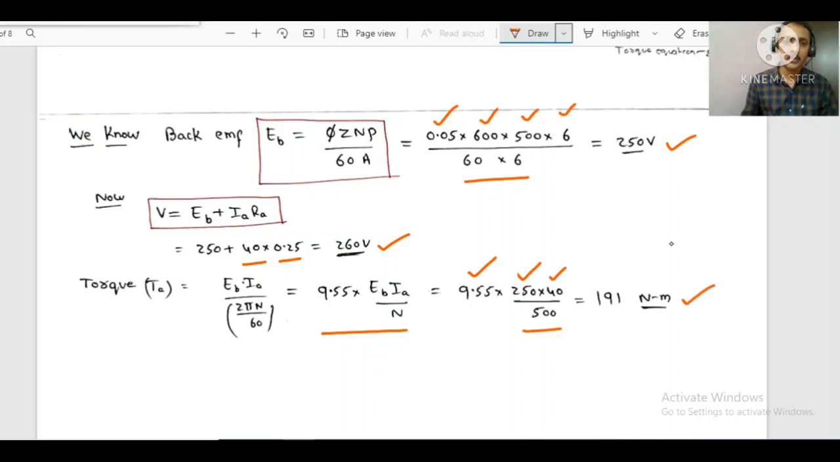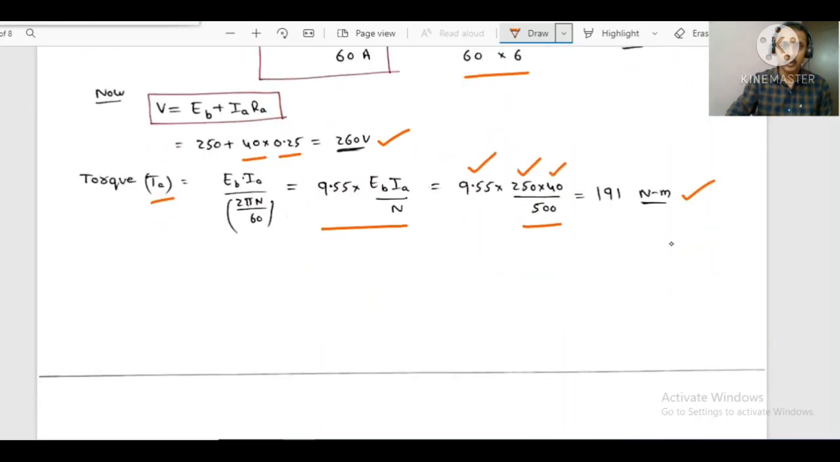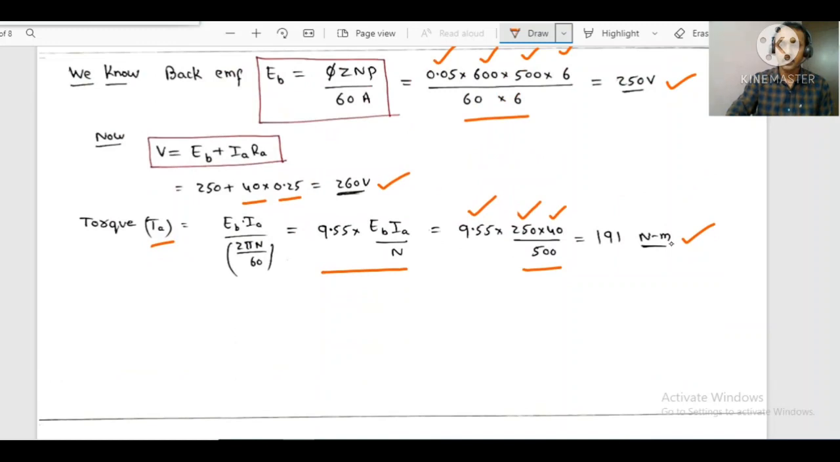Very good. So dear students, please observe in this entire discussion that back EMF EB equals phi Z N P by 60A. This should be very clear. And V equals EB plus IA RA, and torque equals EB IA by 2 pi N by 60. Right? If you know these formulas, it is very easy for us to do this problem.